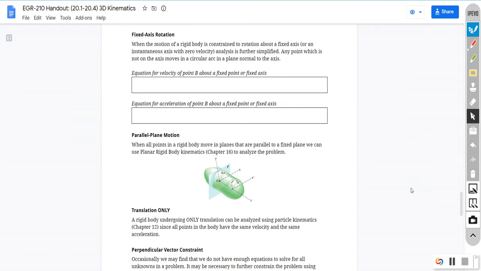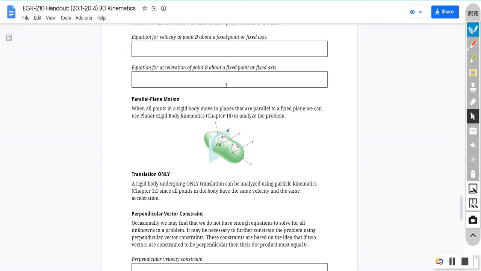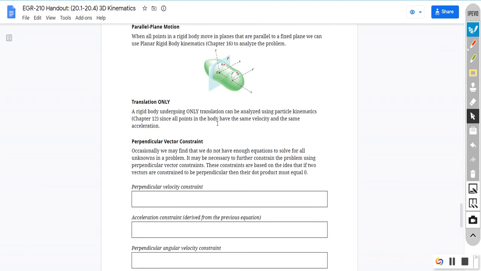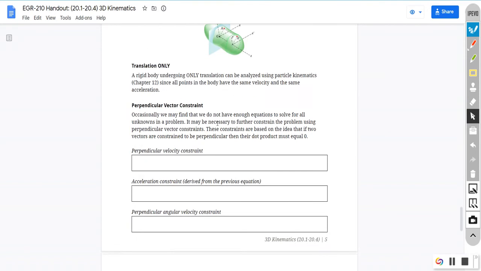Welcome back to sections 20.1 through 20.4. In this video, we will write out the equations for fixed axis and fixed point rotation. They happen to be the same. Look at what happens with parallel plane motion. What if all, say, our motion is in two different planes that are parallel? What happens if our rigid body is undergoing translation only?